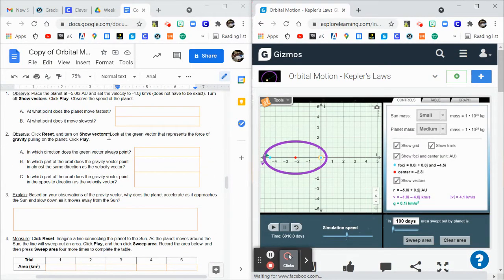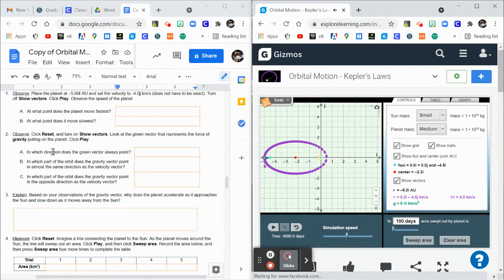Observe. Click reset and turn on show vectors. Okay, so let's see. Reset, and it's already clicked. Look at the green vector. It represents the force of gravity pulling on the planet. So let's take a look at the green arrow. Okay, it's shorter when it's the farthest away from the sun, and it's extremely long when it gets closer to the sun. And as it goes away, okay, there you go.